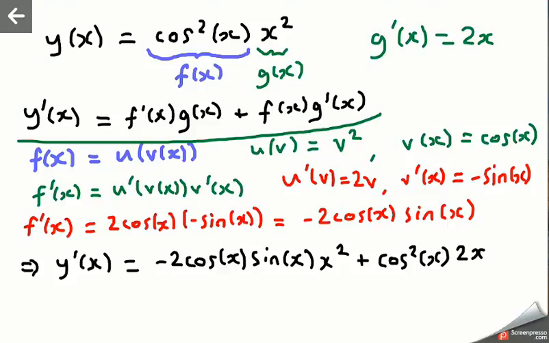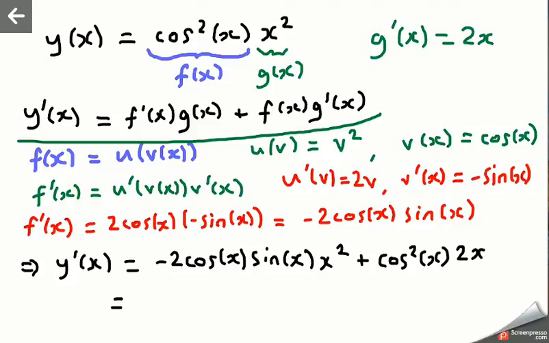Maybe we want to tidy it up a little bit by factorizing out the highest common factor. Let's go ahead and do that just for the sake of it. So what's the highest common factor in both of these? Well, we've got a 2 in both of them, we've got a cosine of x in both of them, and we got an x in both of them. So let's factor out 2 times cosine of x.